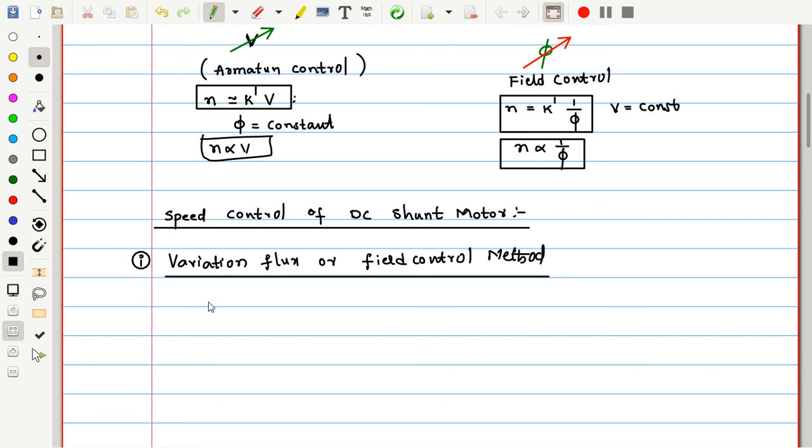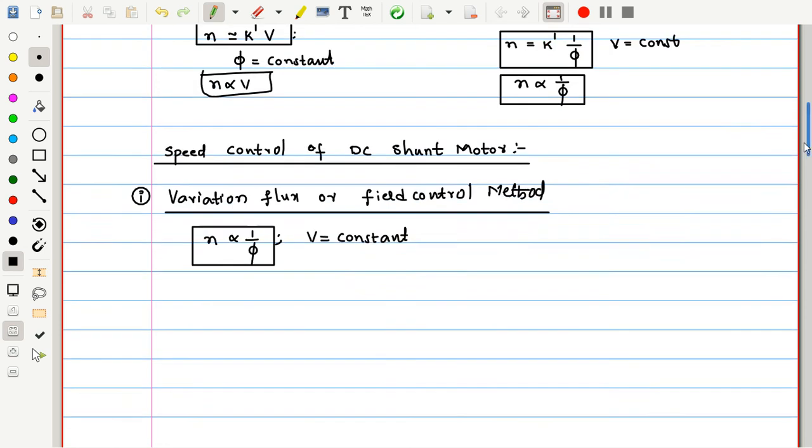So we have seen that the speed is proportional to 1 by phi. This expression is valid when voltage is maintained constant; this you should not forget. If voltage is also varying, the speed is not directly proportional to 1 by phi. So you need to keep in mind that V must be maintained constant, otherwise things will not go in the proper way.